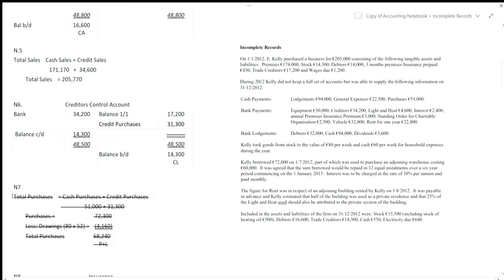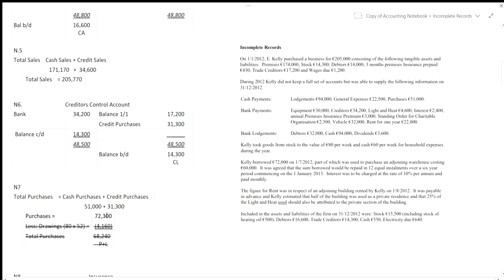Again, just like sales, now I need to find my total purchases. There's a little bit more to this one though. Cash purchases and credit purchases. Cash purchases are given out of cash payments. Cash purchases 51,000. Credit purchases, well, I've just found that to be 31,300. So I have those figures, and if I add those up, it gives me my purchases figure here of 72,300.